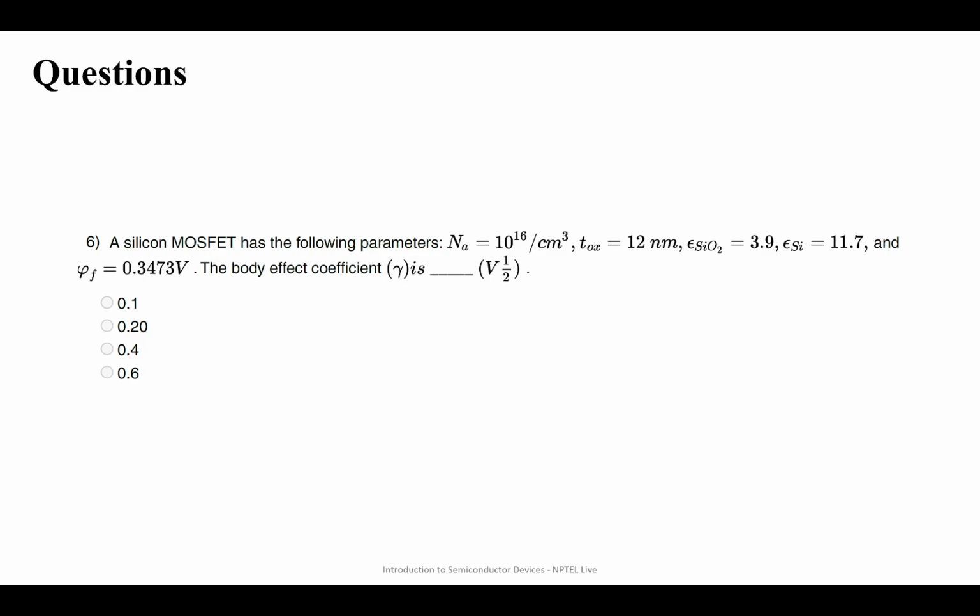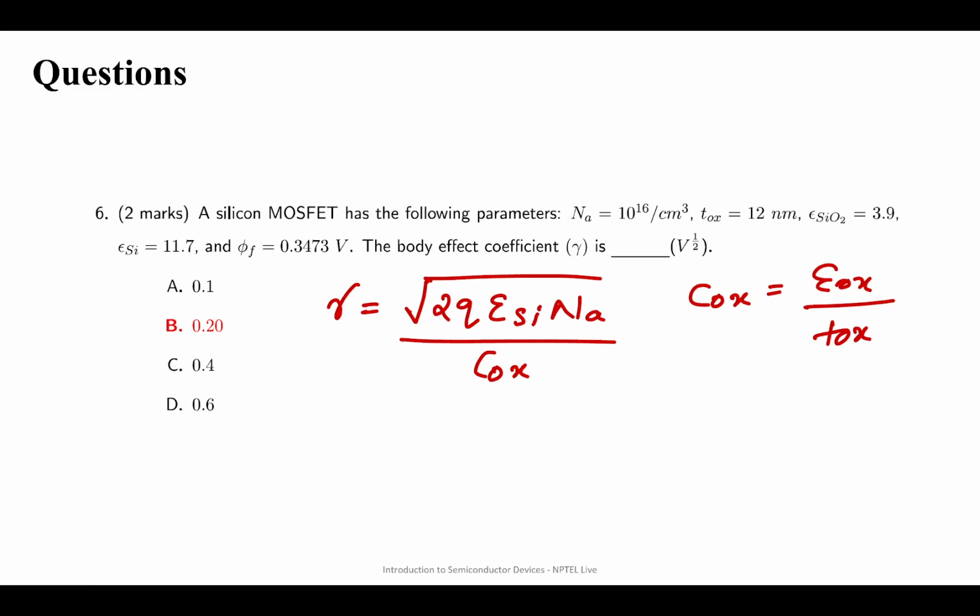Next question, a silicon MOSFET has the following parameters: Na equals 10 to the 16 per centimeter cube, Tox equals 12 nanometer, epsilon SiO2 equals 3.9, epsilon Si equals 11.7, and phi F equals 0.3473 volts. The body effect coefficient gamma is 0.1, 0.2, 0.4, 0.6. So the answer to this is 0.2.